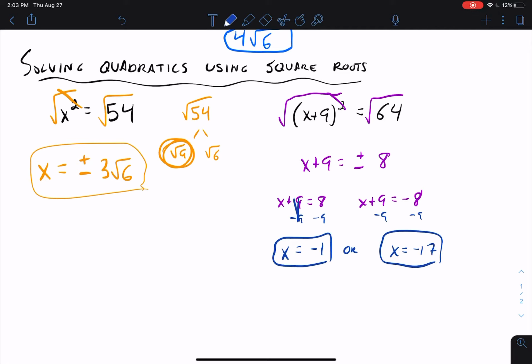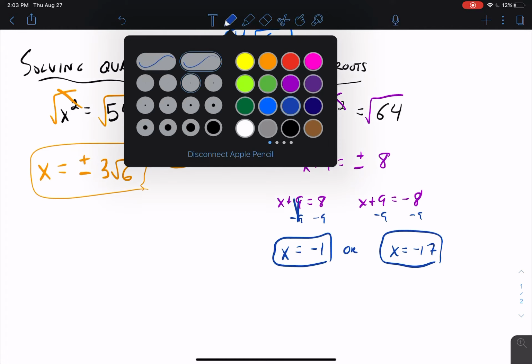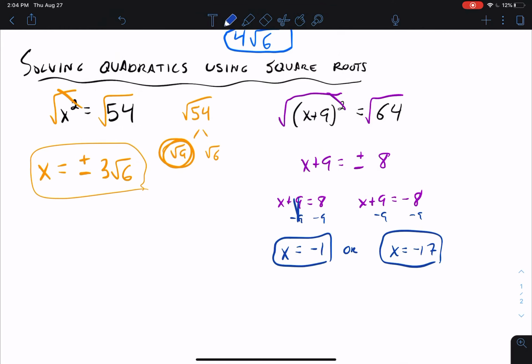All right, so that is how you solve quadratics using square roots. Just an important skill. The main thing that I want to highlight is the plus or minus. Okay, we need to remember the plus or minus if we take a square root of both sides. All right, make sure you keep practicing simplifying radicals and then this new skill.